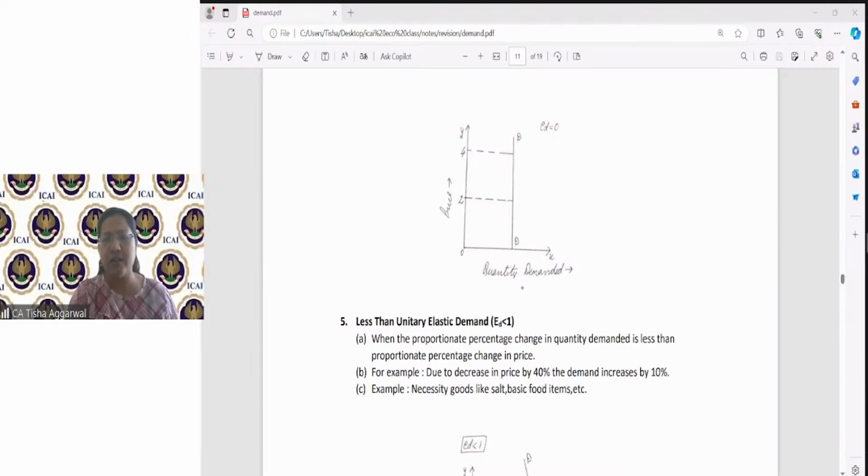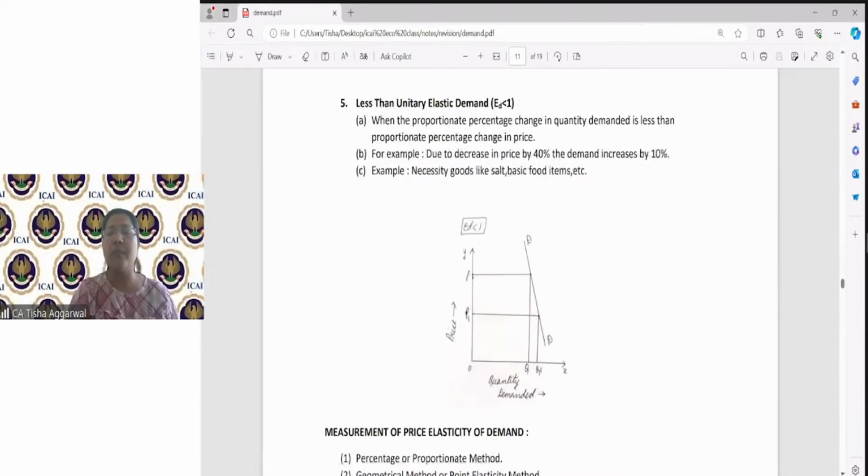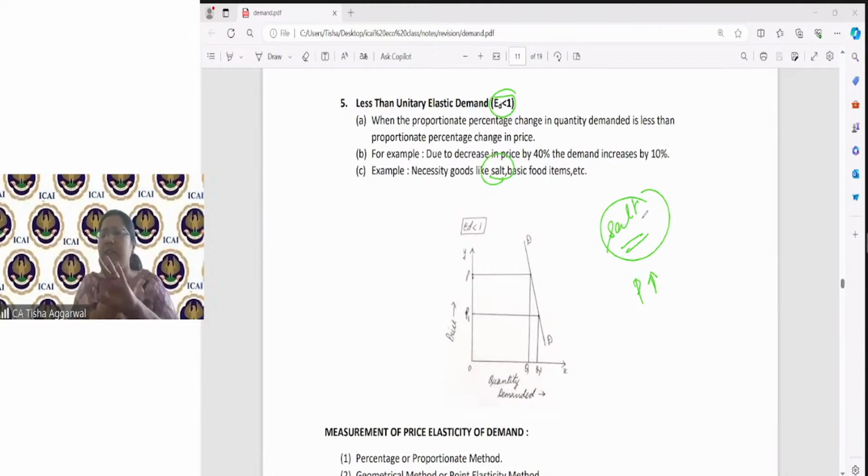When I say less than unitary elastic demand, the first thing to understand is that when the proportionate percentage change in quantity demanded is less than the proportionate percentage change in price, it is known as ED less than 1. I'll give you a very good example, like salt, which I just discussed with you. If the price of salt increases, will you say, okay, I will not use salt anymore? I will reduce the salt consumption. You can reduce it, but not very much. You cannot say I will stop using salt because the price increased by 100%.